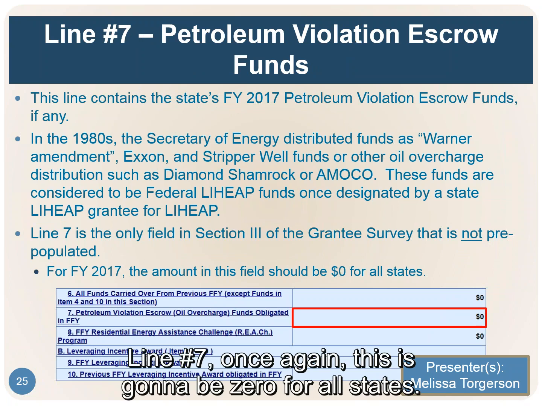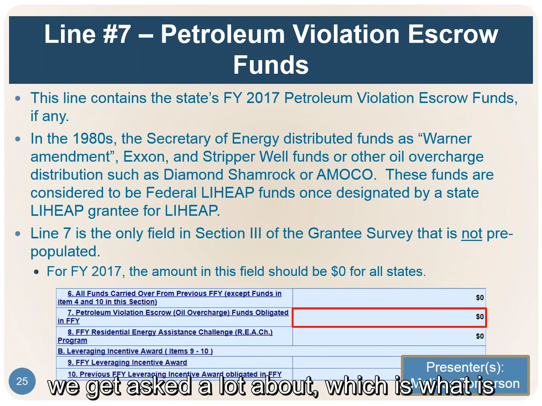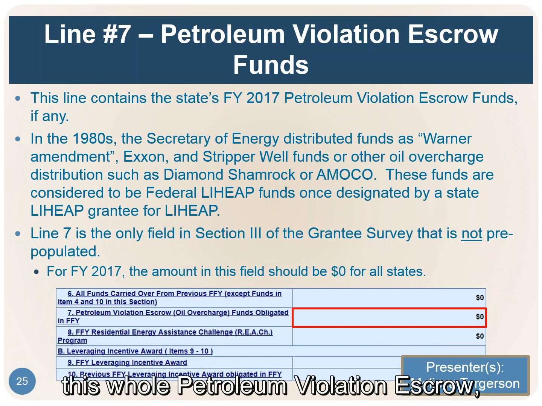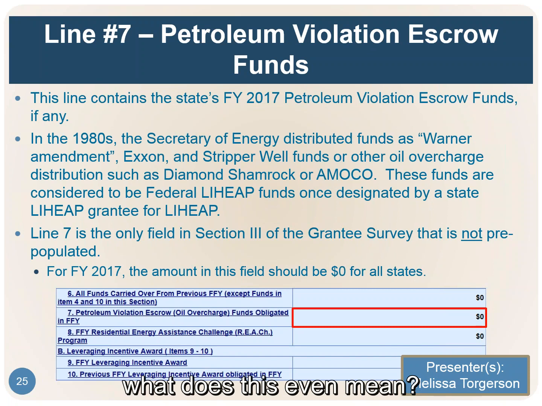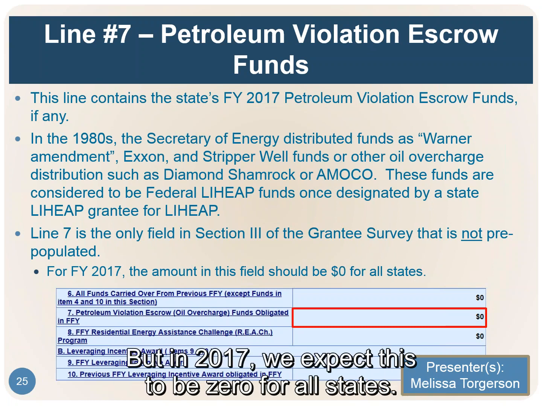Line 7, once again, this is going to be 0 for all states, but this is a nice slide to explain something we get asked a lot about, which is what is this whole petroleum violation escrow? What does this even mean? And so there's a great example here of what that is, but in 2017, we expect this to be 0 for all states.